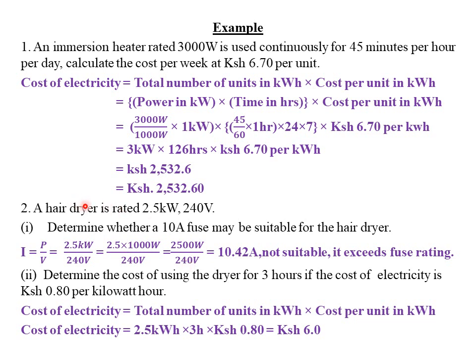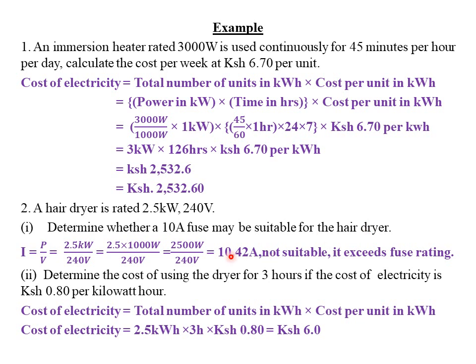So therefore, the current that the hair dryer is using will be 2500 watt divided by 240. You are going to get a current of 10.42 amperes. That is correct to 4 significant figures. Then you are told to determine whether a 10 ampere fuse may be suitable for this particular hair dryer.